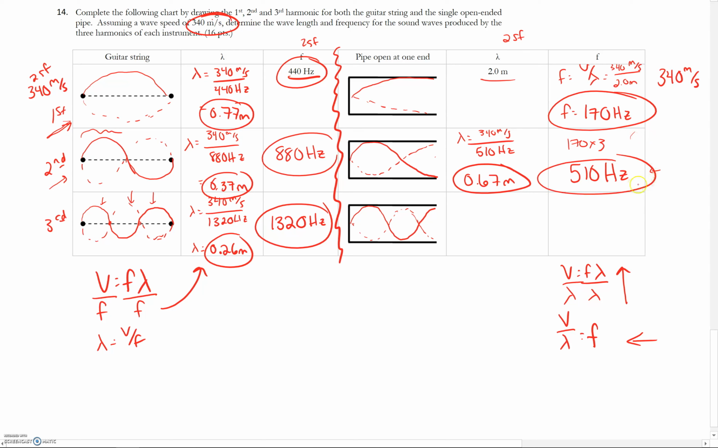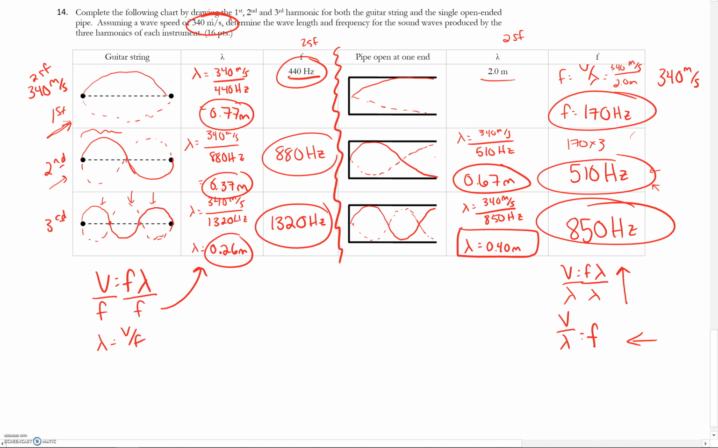Same thing up here. If we were to just add another 170 to this 510, we would get a node at the open end. So we have to go up one more. So we do 170 times 5, which gives us 850 hertz. Okay. And then we do the same approach here with lambda equals 340 meters per second divided by 850 hertz, which gives us a wavelength of 0.40 meters. Okay, so there are your answers with significant figures, and those are the ones that we approached.